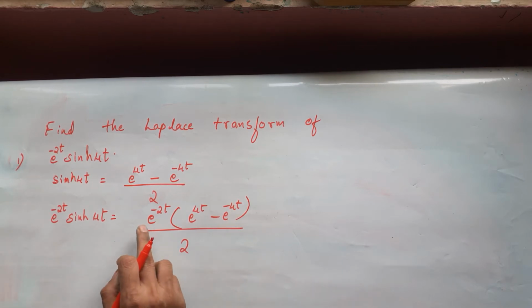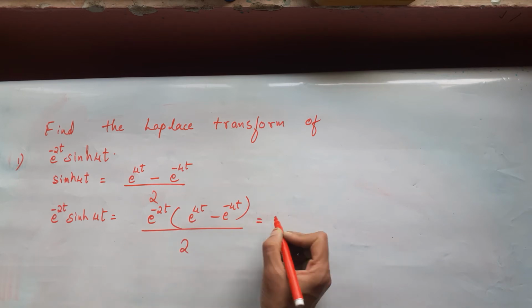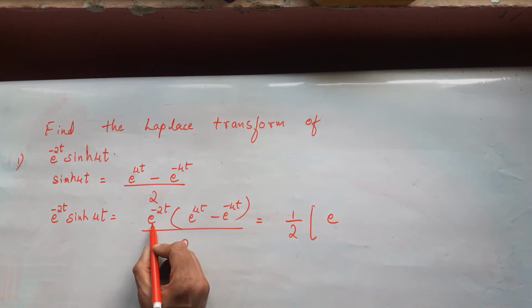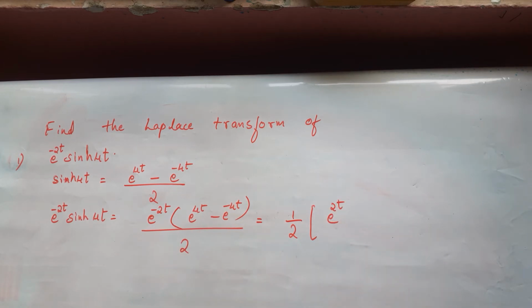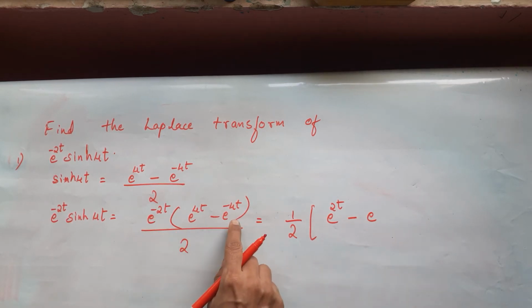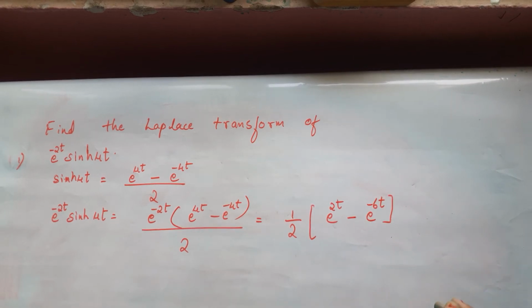Okay. Now let us multiply this bracket, this e to the power minus 2t, inside this bracket. So you will end up with what? Let us write half aside. You will have e to the power minus 2t into e to the power 4t, it becomes e to the power 2t by applying laws of indices, minus e to the power minus 2t into e to the power minus 4t. Multiply it, you will get e to the power minus 6t.